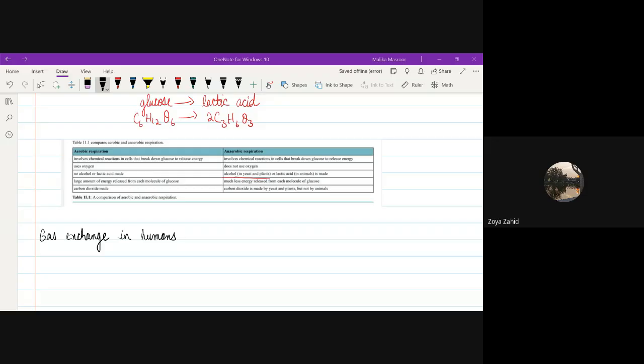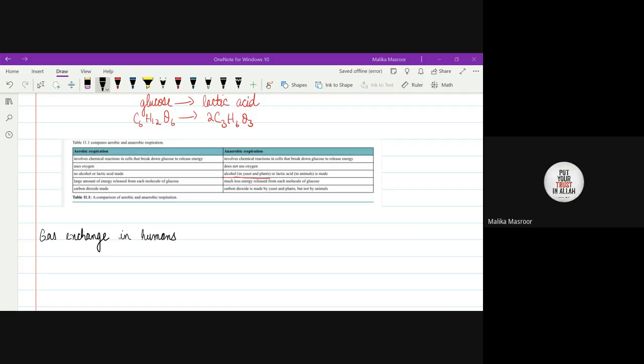Active. Diffusion is active. Active means it requires energy. Never mind. Passive, okay? So clear, diffusion is a passive process. Why? Because it does not require energy.